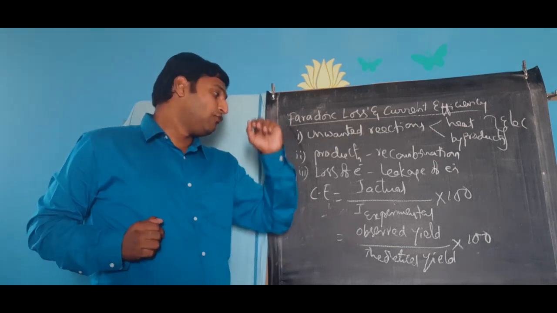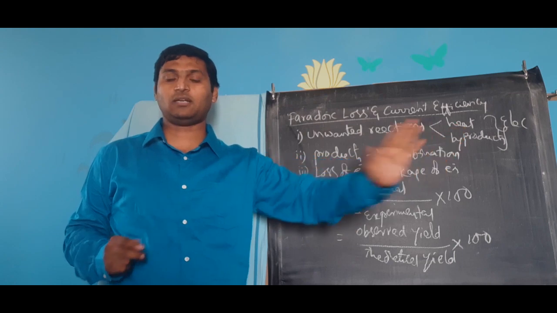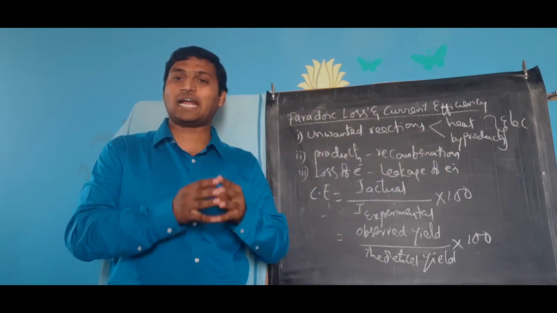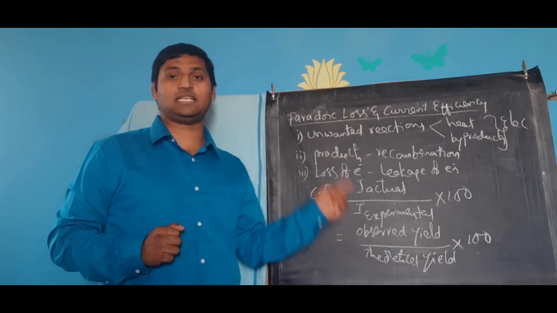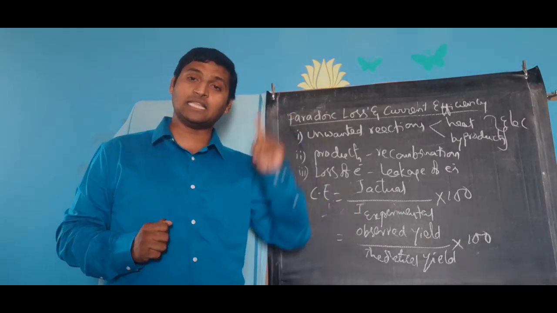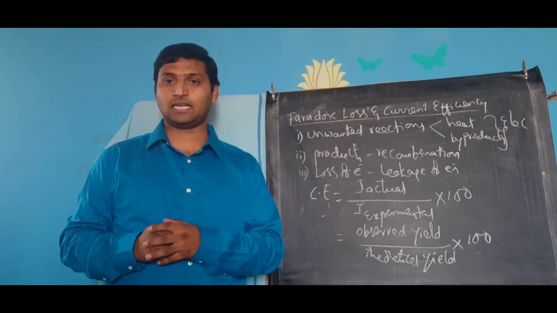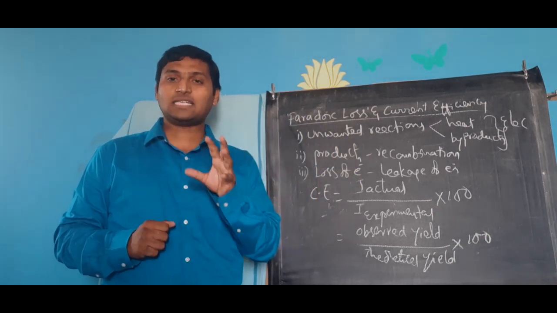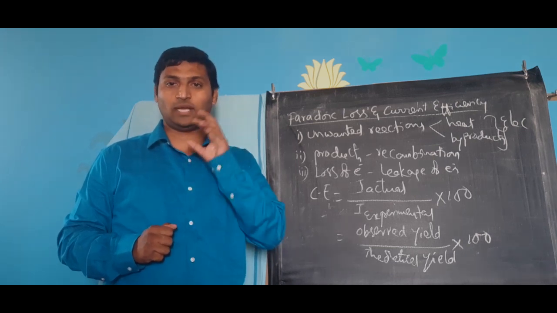So when current efficiency is 100%, the quantity of product formed will be exactly according to Faraday's law. Whereas when current efficiency is less than 100%, then the product formation also will be less than what is expected from Faraday's laws. To understand how the problems might be asked in Faraday's laws, let us solve two examples.